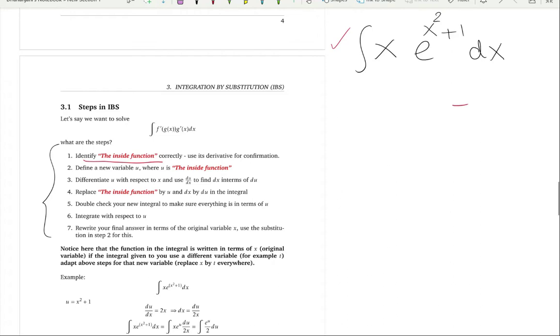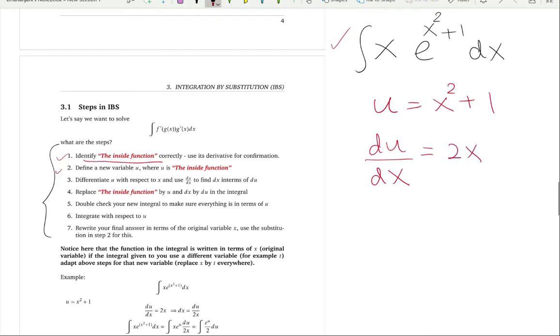Define a new variable where u is the inside function. So we define a new variable u, which is x squared plus 1. So u is x squared plus 1. Then the third step, so first step, second step done. Third step is differentiate u with respect to x. That's a part that you often forget. So differentiate u with respect to x. Write it as du over dx. You have to write it. I will explain in a minute why. So du over dx, the derivative of x squared plus 1, is 2x.